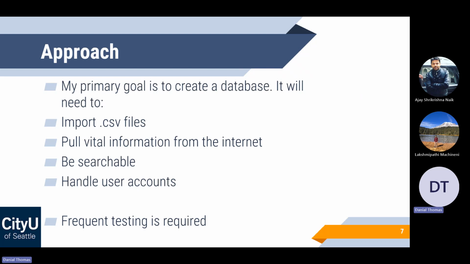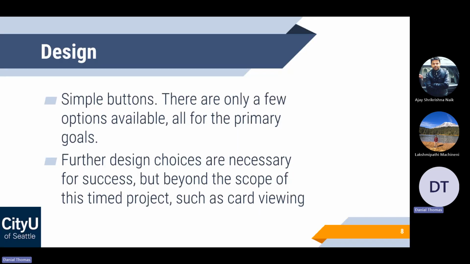Naturally, the app should be searchable, so you don't have to scroll through a giant list. And it'll handle user accounts, meaning if I have a username and you have a username, we can look at each other's lists just using this app. Naturally, it'll be fully custom.